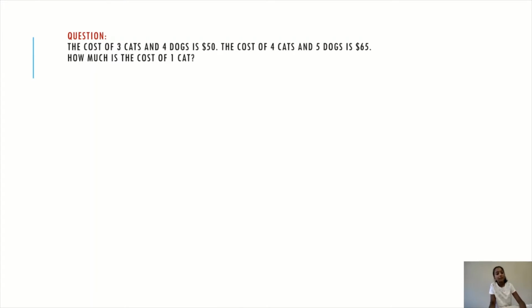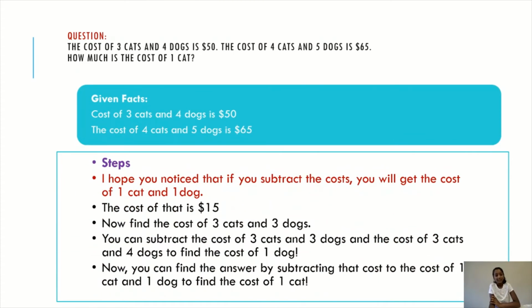The cost of 3 cats and 4 dogs is $50. The cost of 4 cats and 5 dogs is $65. How much is the cost of 1 cat? Here are our given facts. The cost of 3 cats and 4 dogs is $50. See? And the second given fact is that the cost of 4 cats and 5 dogs is $65.